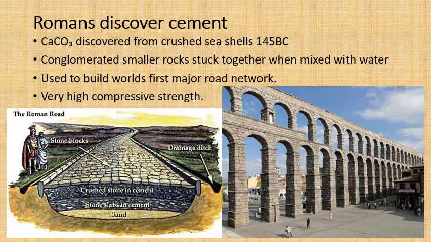So the cement that they used was a cement called calcium carbonate, or another term for that is lime. So lime is basically calcium carbonate, and they discovered this from crushed seashells. The Roman Empire stretched all over Europe and North Africa, and they found that if they crushed seashells and mixed it with water, it would actually become this sticky adhesive that could glue small rocks together.